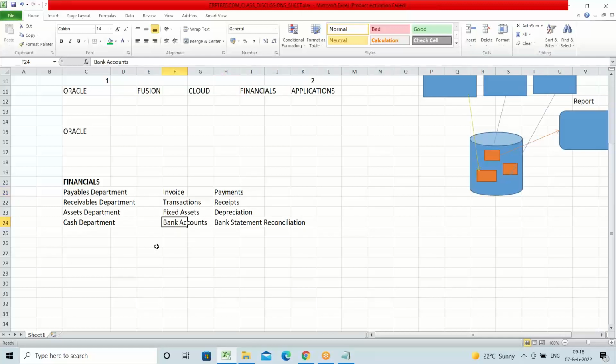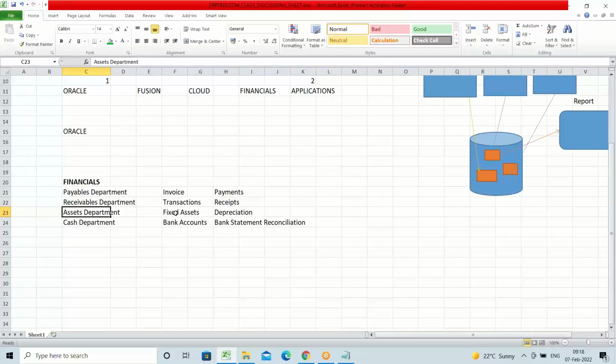So bank accounts means the bank accounts which are owned by our company. So they maintain. If you talk about the payables department, they are creating invoices, they are making the payments. Payment means cash is involved, money is involved, means finance. The payables department is dealing with finance matters. Receivables department: whenever they sell something, they are doing the billing, creating transactions, and they are getting the cash or payment from the customer, recording the receipt. That means they are dealing with the money.